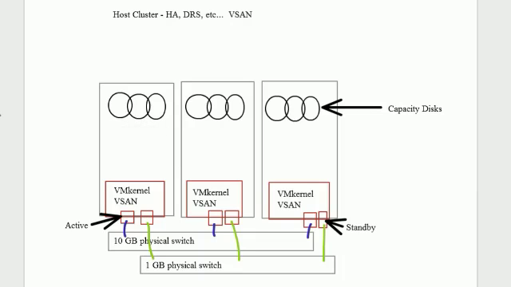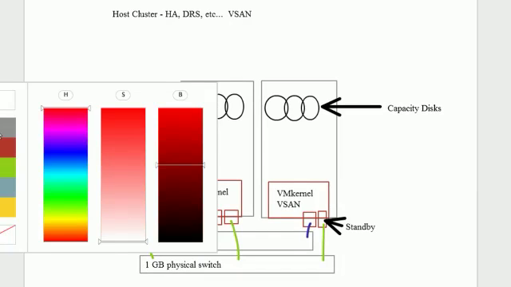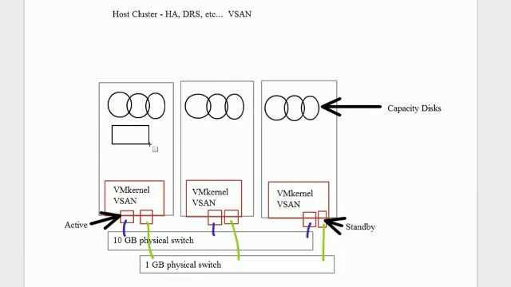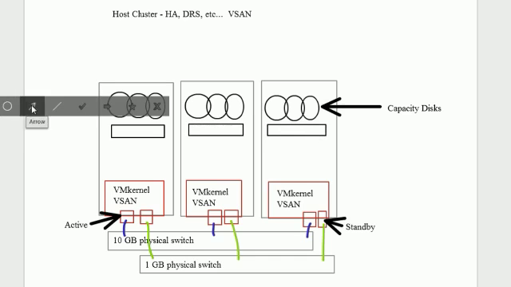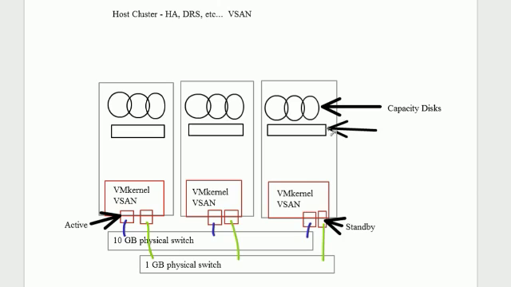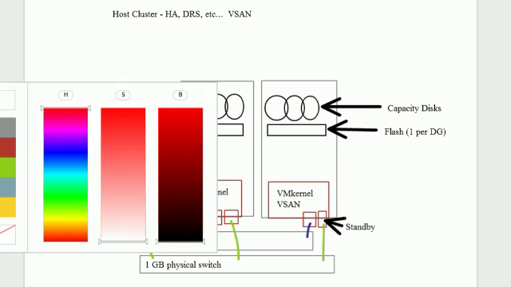For each disk group, I've got to have one flash device. Maximum of one flash device per disk group. So there are my flash devices right there. One per disk group. And so let me just highlight here, each of these on each of my ESXi hosts has now been equipped with one disk group.